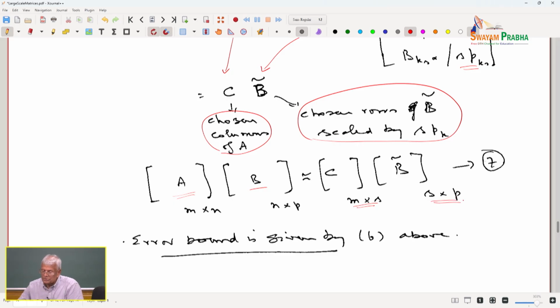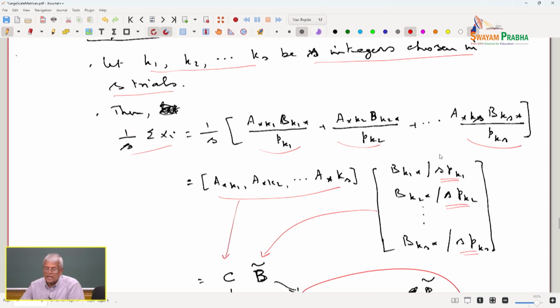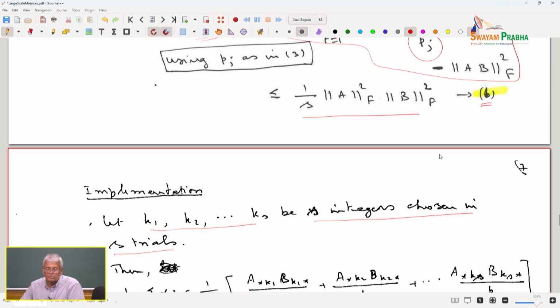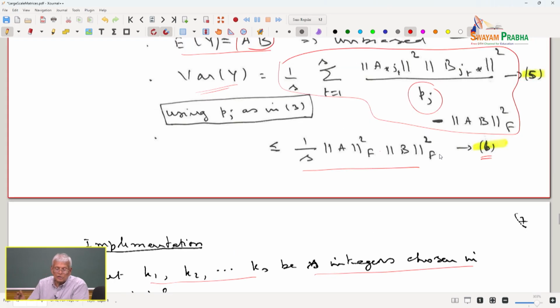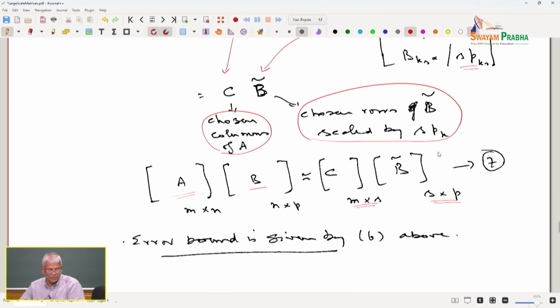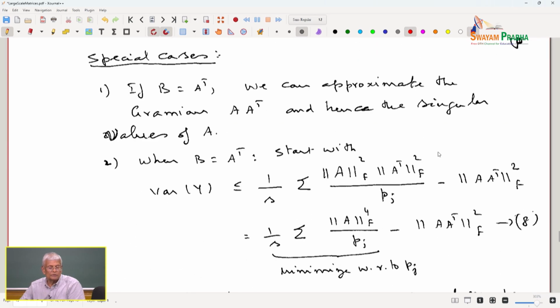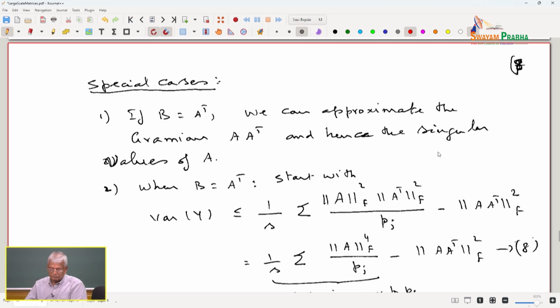The error bound in this estimate, so 7 provides the approximation. This approximation has an error. The error in the approximation is through the variance. The variance is given by the bound 6. So that should give you a very good idea of the matrix vector product.